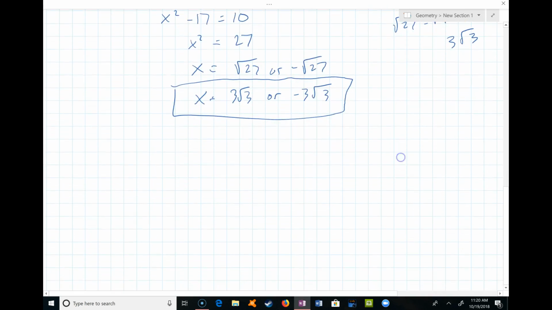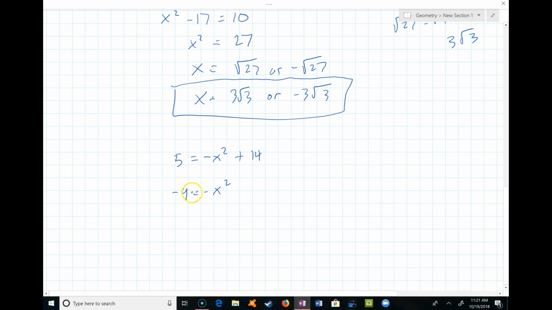And it doesn't matter which side of the equation the variable's on. So we could have, like, 5 is equal to negative x squared plus 14. So first I want to get x by itself, so I'd subtract 14 from both sides, and that would be negative 9 is equal to negative x squared.